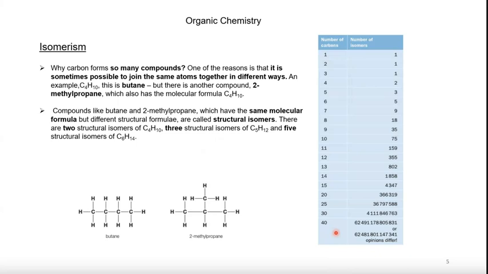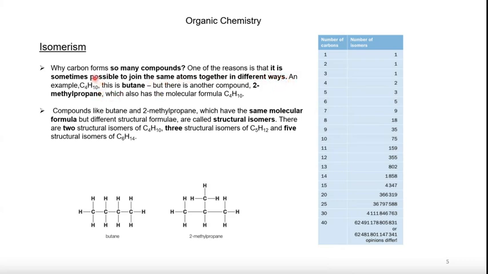Then comes isomerism in organic chemistry. Why do carbon atoms form so many compounds? That's the first question I raised. One of the reasons is that it is sometimes possible to join the same atoms together in different ways.